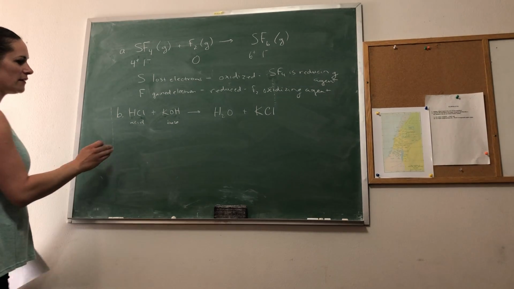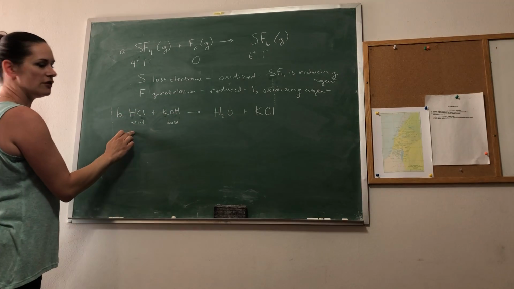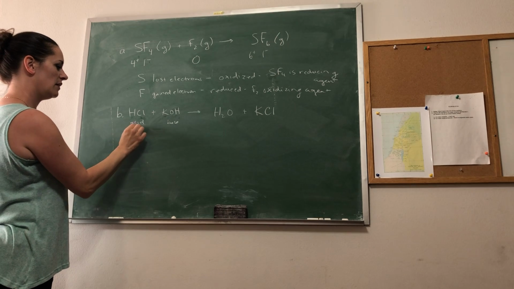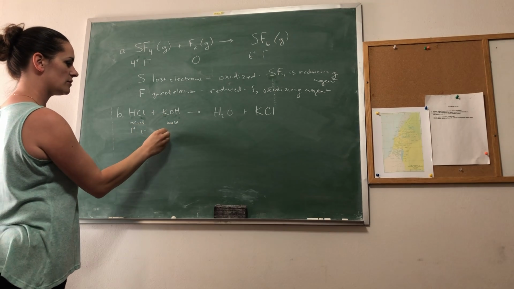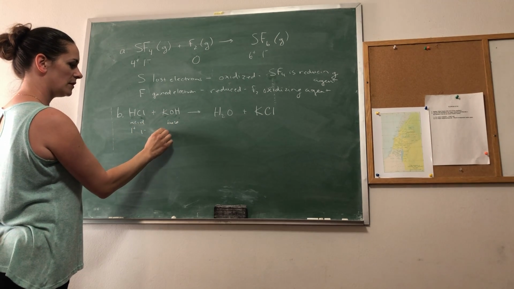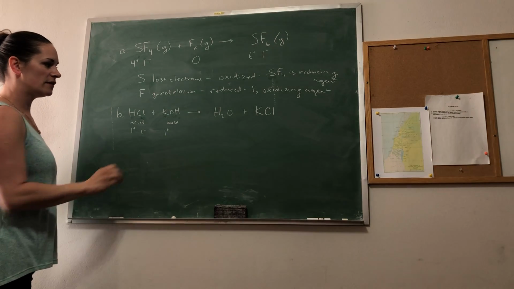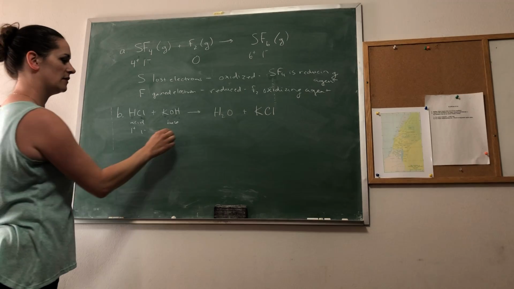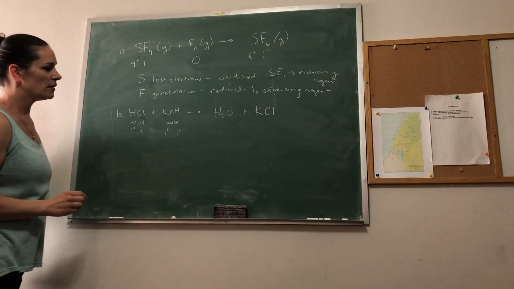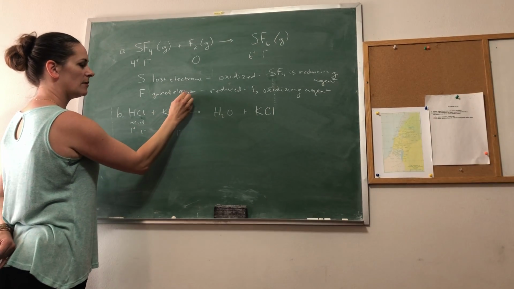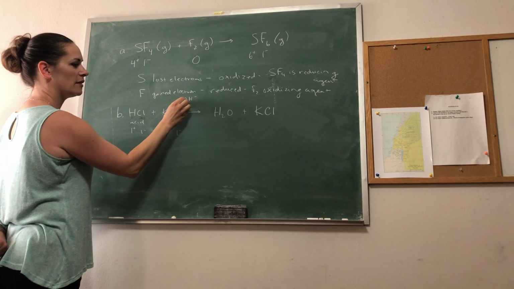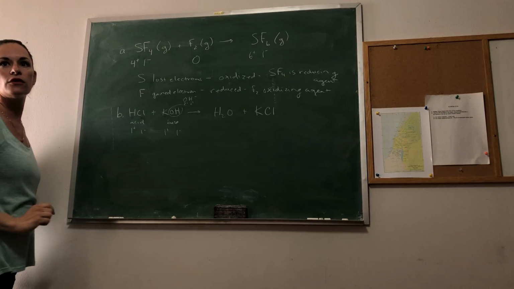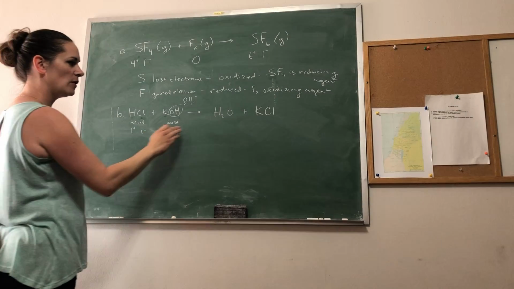So what are our oxidation states here? In the HCl, this one's easy, right? 1 plus and 1 minus. What about the KOH? Potassium's 1 plus. OH, we know from our polyatomic chart, is 1 minus. And if you look at this by itself, it's going to be 2 negative and 1 plus to form an overall net -1, okay?